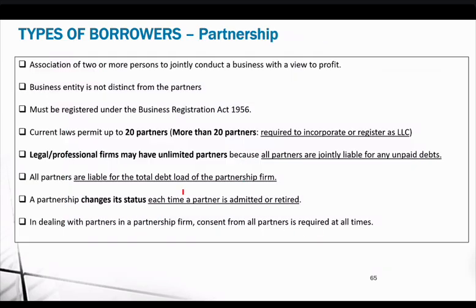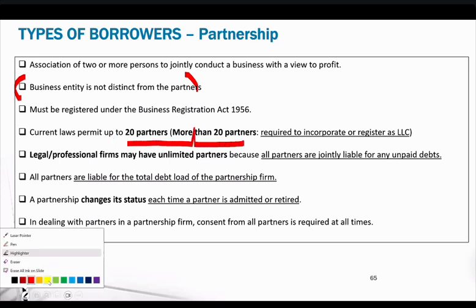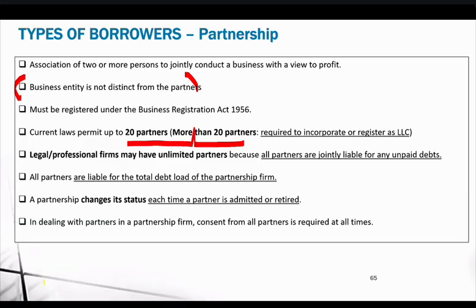And partnership, I talked about it briefly yesterday. The business is not distinct from the partners. It is two or more, maximum is 20 partners. But take note, there was an exam topic, they asked which is the exception to that rule. The exception to that rule is legal and professional firms. They have unlimited partners. And all partners are liable for the total debt load of the partnership firm. And the partnership changes status each time a partner is admitted or retired.